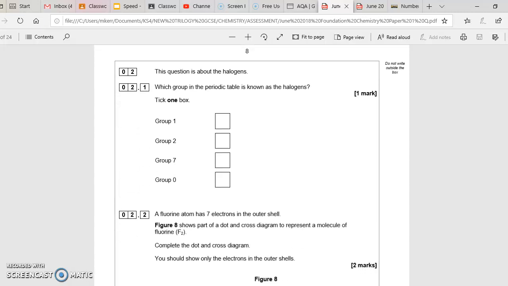Question 2, this question is about the halogens. Which group of the periodic table is known as the halogens? Please pause your video and answer. The halogens are found in group 7.